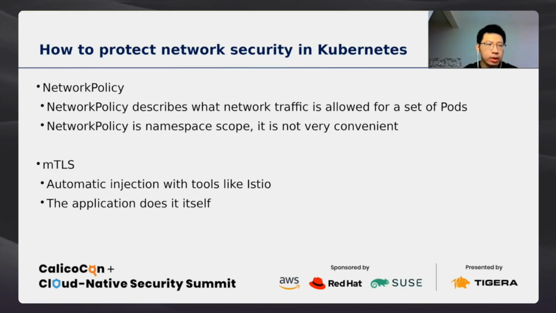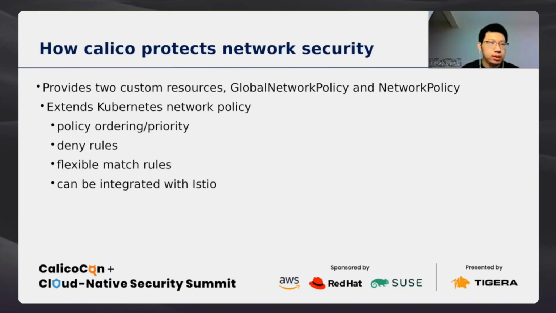Another one is not provided by Kubernetes, but through an application or some other framework it can be done. For example, we can enable automatic mTLS injection with service mesh solutions such as Istio or Linkerd to ensure the security of connections between applications. Of course, mTLS can also be implemented by modifying the applications themselves, but the cost will be really high. See how Calico protects the network.